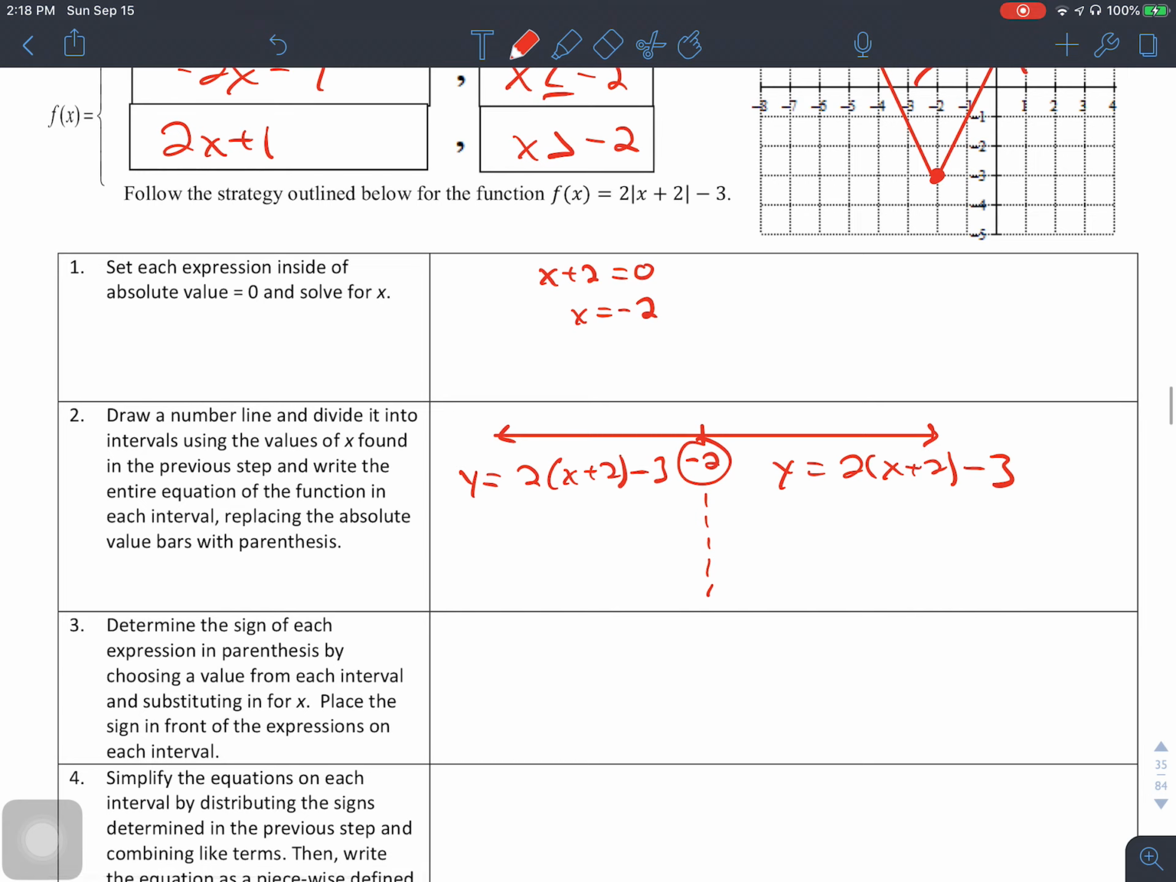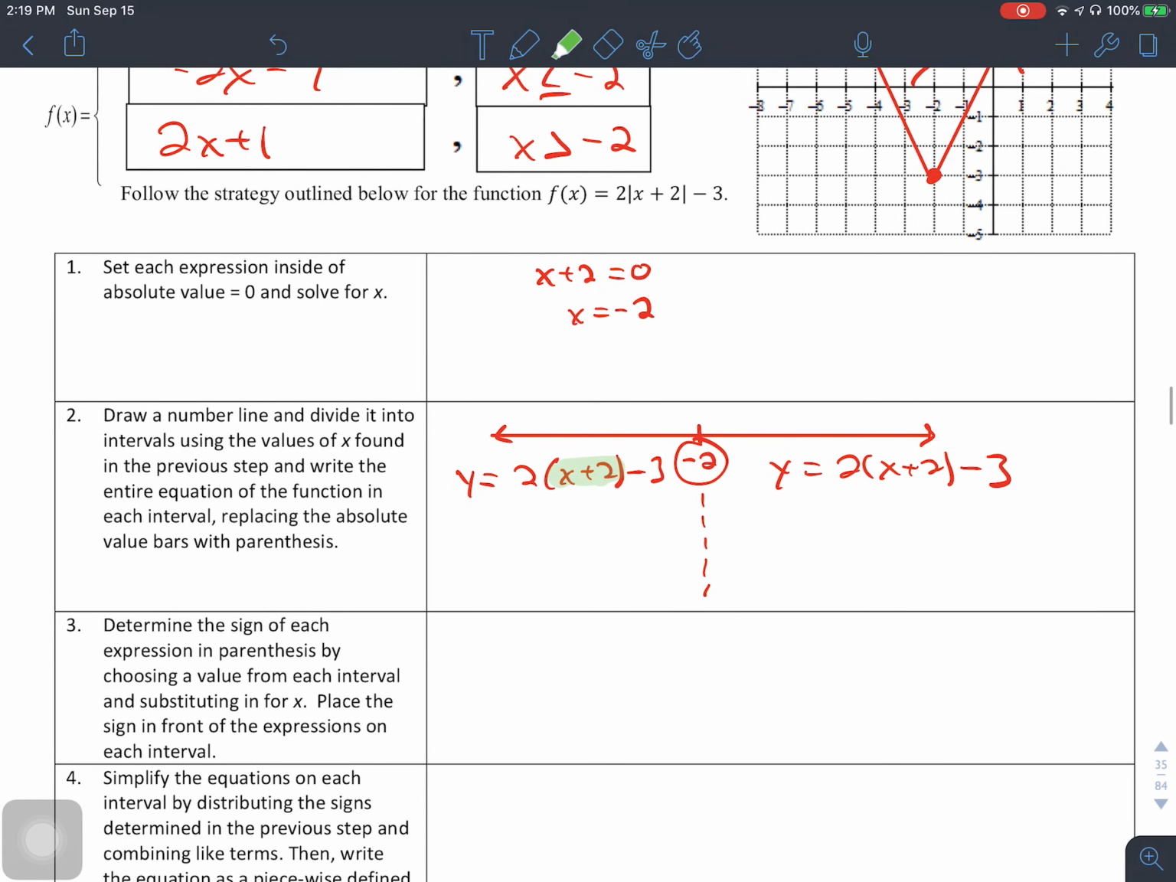Step 3 is pretty important. And when you actually do these problems, you won't actually show step 3. I mean, you can, but there's really no need to. Determine the sign of each expression in the parentheses. So we're supposed to determine, is this going to be an x plus 2, or is it going to be a negative x minus 2? Is this one going to be an x plus 2, or is it going to be a negative x minus 2?